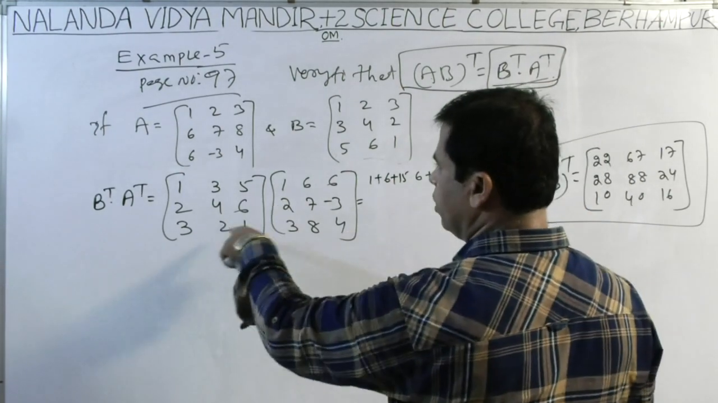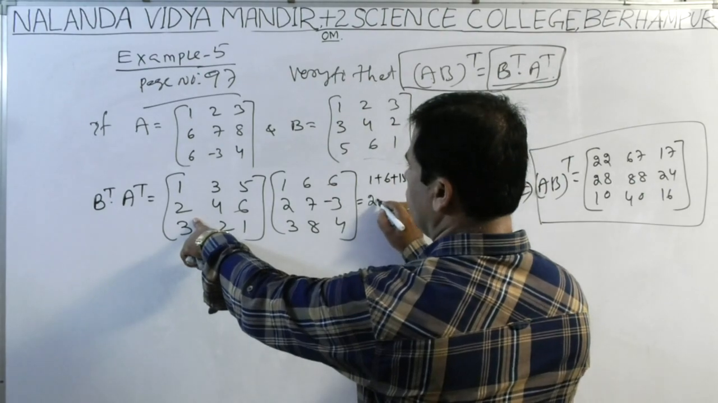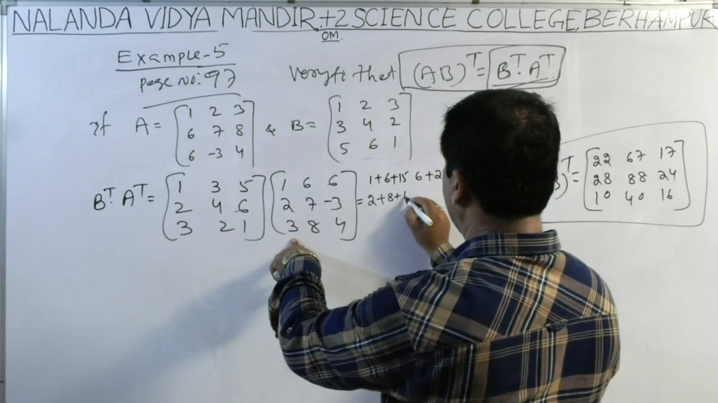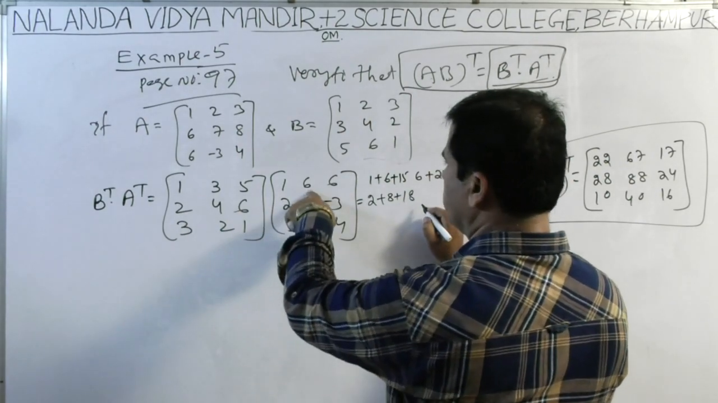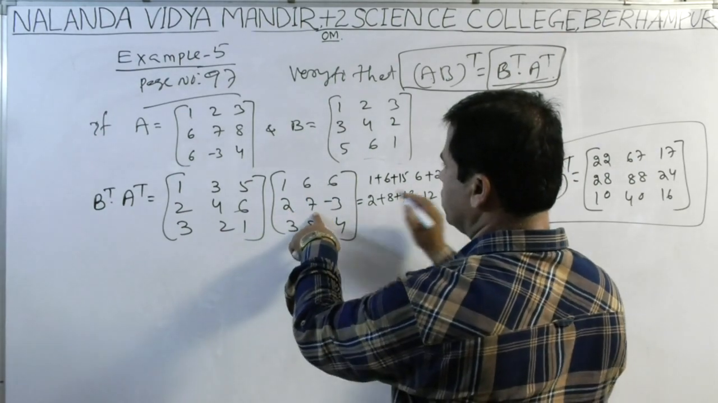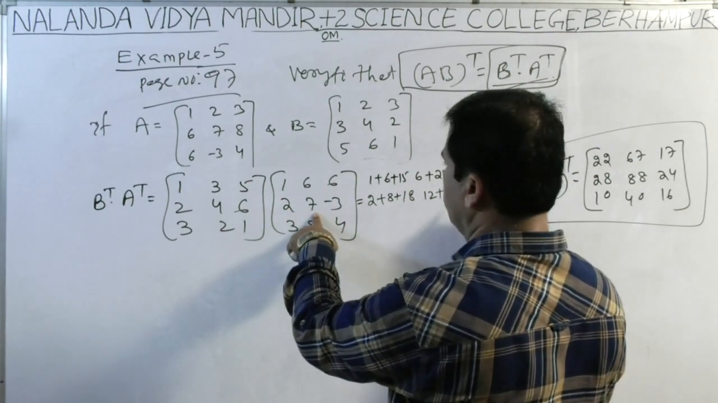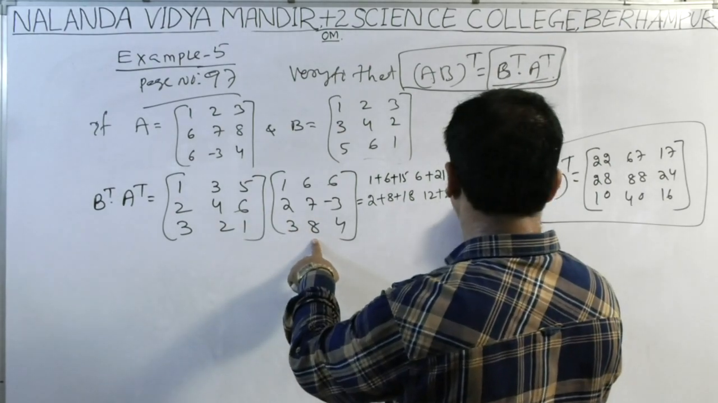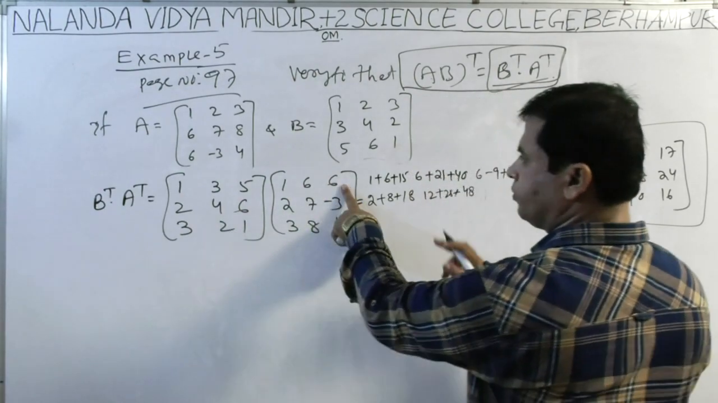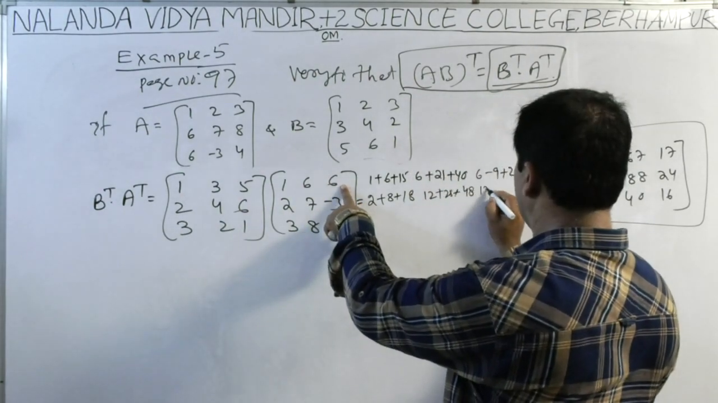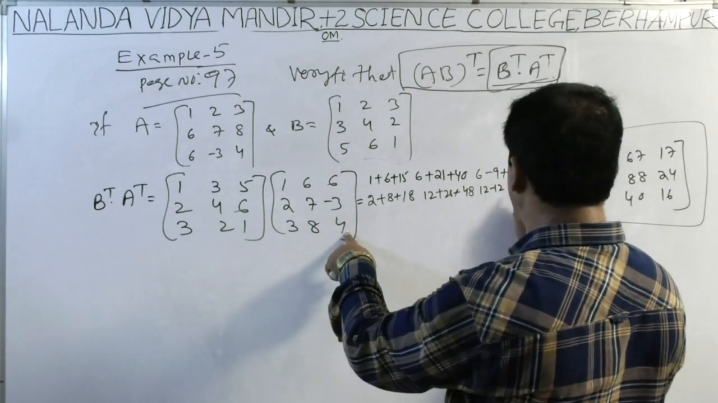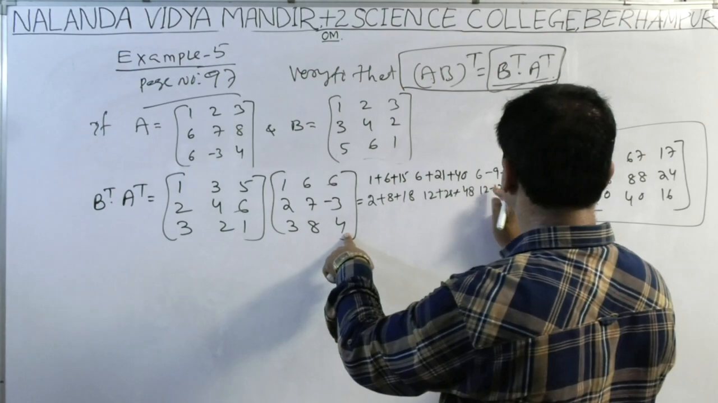Okay. Second row, first column. 2 into 1, 2. Plus 4 into 2, 8. Plus 6 into 3, 18. Second row, second column. 6 into 2, 12. 4 into 7, 28. Plus 6 into 8, 48. Okay. Second row, third column. 2 into 6, 12. 4 into minus 3, minus 12. 6 into 4, plus 24.